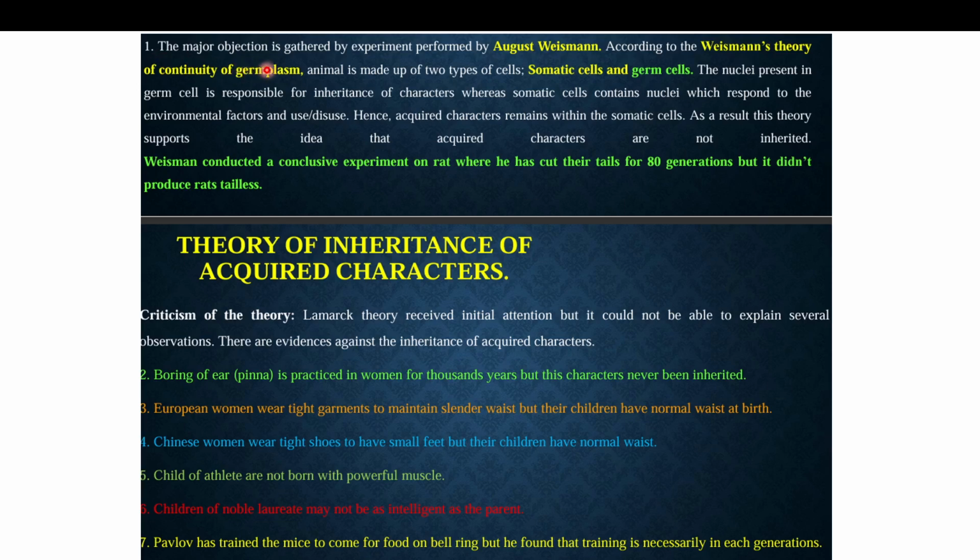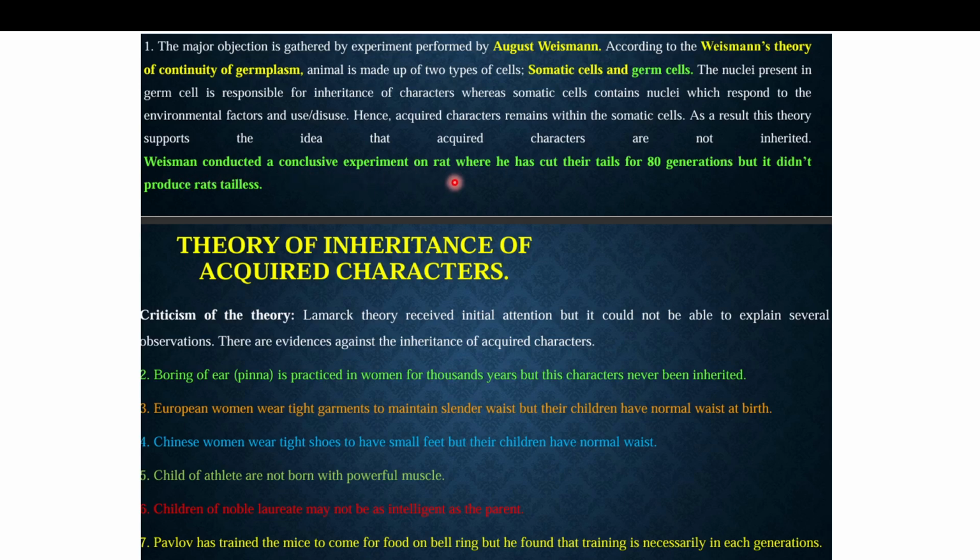So we talked about the major objection from August Weismann, Weismann's theory of continuity of germ plasm. He suggested that somatic cells and germ cells differ: the nuclei present in the germ cells are responsible for inheritance of characters, whereas somatic cells contain nuclei which respond to environmental factors and use or disuse. So acquired characters remain within the somatic cells, and as a result, this theory supports the idea that acquired characters are not really inherited.